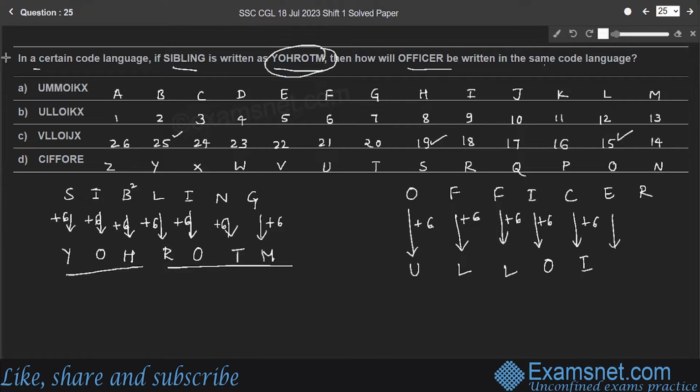And E plus 6, E is 5 plus 6 is 11, which is K. And R plus 6, R is 18, 18 plus 6, 24, which is X. Therefore, OFFICER will be coded as ULLOIKX. Option B is the right answer.